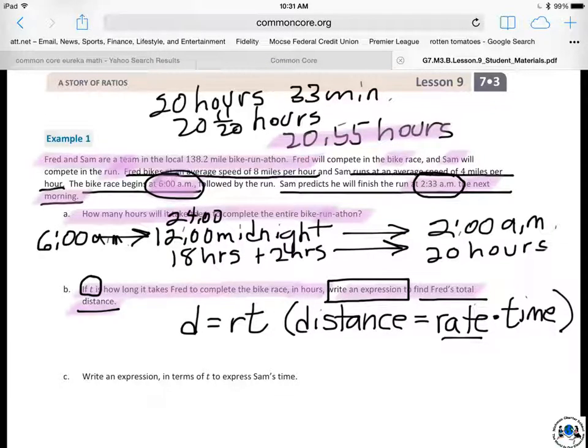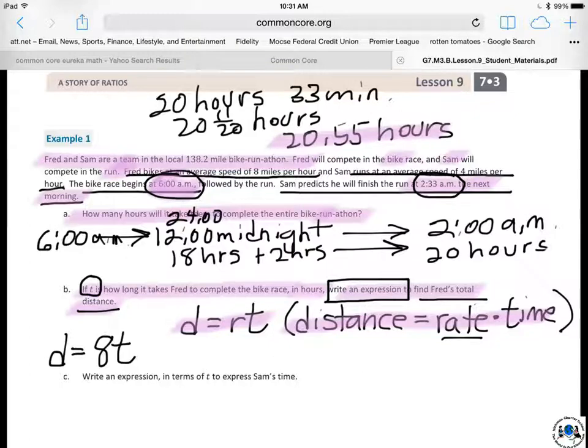Anyway, so D equals RT. We've talked about this before, but it's going to come up again, and it's always nice to go over this again and again. Okay, so go ahead and write an expression, and come on back.